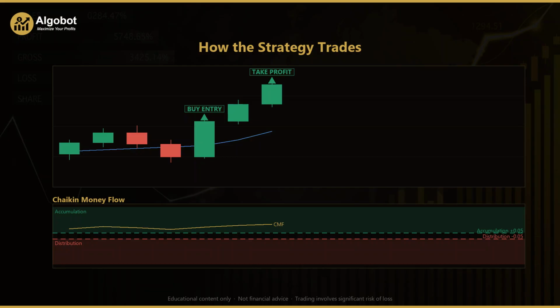All four conditions now line up. Money flow is still in accumulation. The prior bar closed below the average. This bar reclaimed it, and the body is bullish. That is where you see the buy entry marker appear. The stop is placed below, a set multiple of the average true range away from entry, sitting just under that pullback low, and the take profit target is set at twice that distance above.